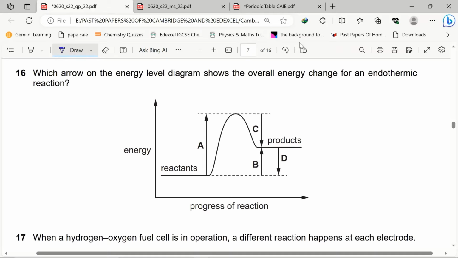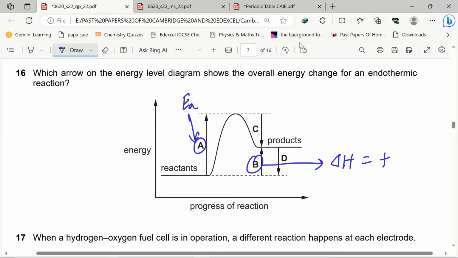So endothermic reaction, overall energy change. A is basically the EA, activation energy. C is basically nothing. B should be the delta H, which is positive. D is basically incorrect. It's basically the energy change for the reversible reaction.